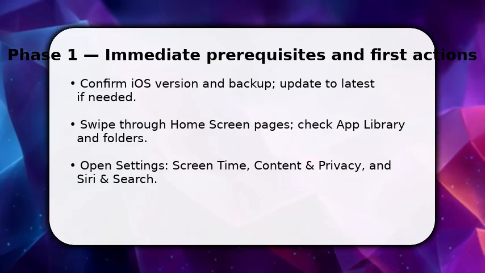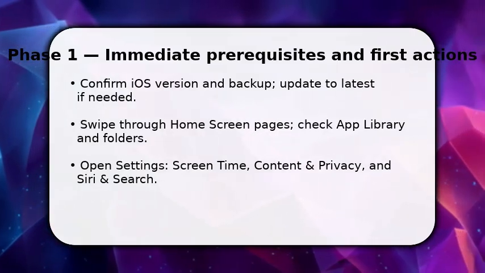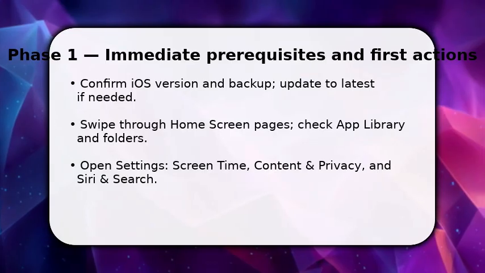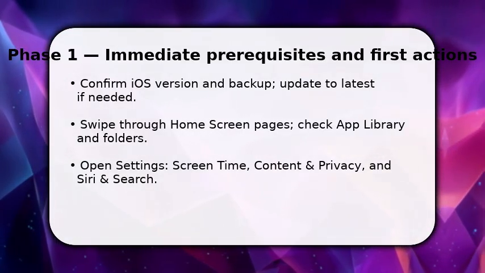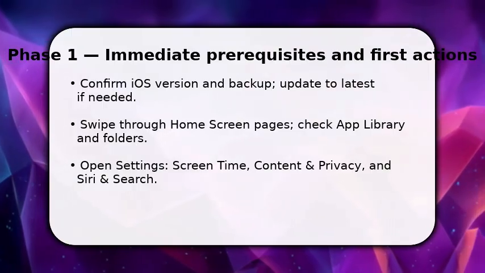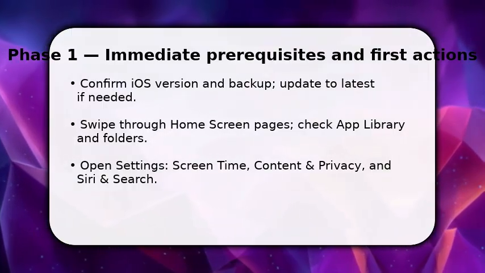Enjoy the video. You're going to locate hidden apps fast. Start by confirming your iOS is current and you have a backup. Once done, swipe every home screen page deliberately and open the app library. Apps removed from the home screen still live there.